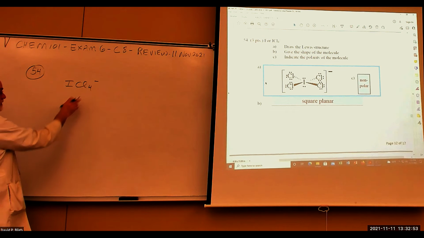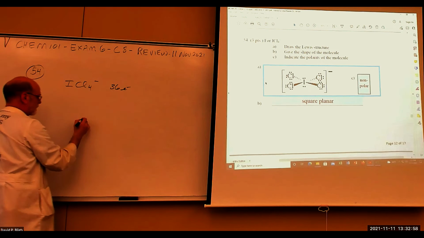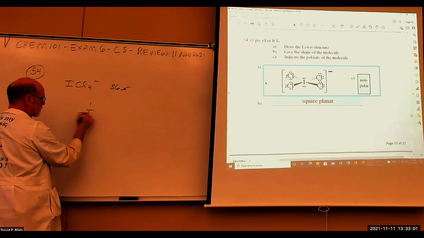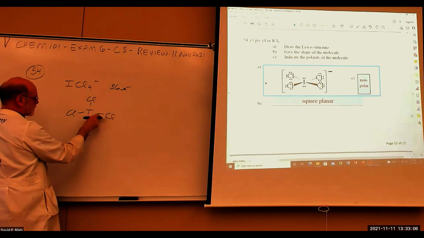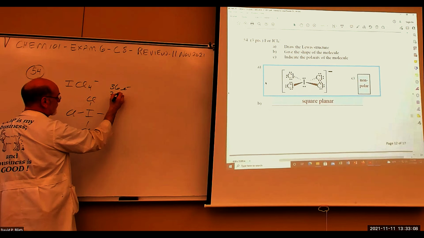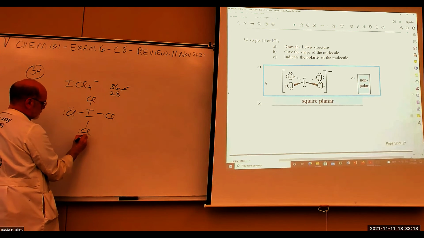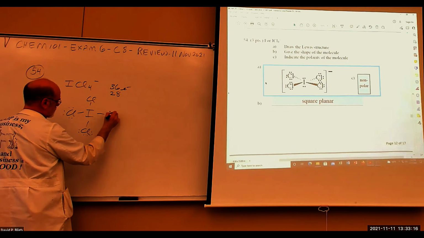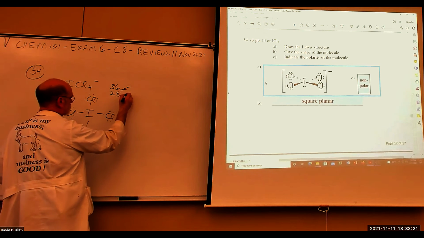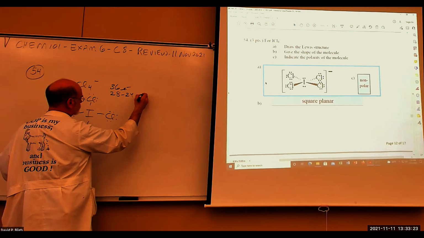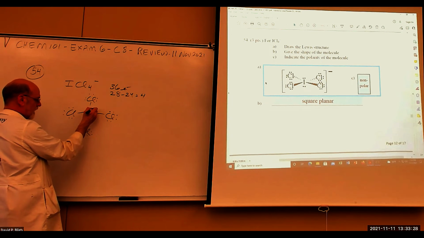Minus. Okay, so we have 5 times 7 is 35 plus 1 is 36 electrons. So iodine's going in the center. We have chlorides here. 2, 4, 6, 8 means 28 electrons. 2, 4, 6. So 6 times 4 is 24. That means we have four electrons left over. They have to go on the iodine.